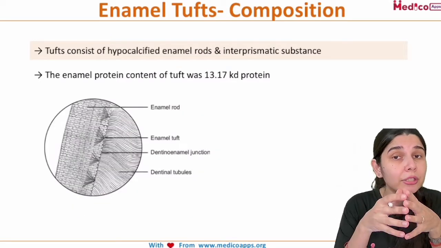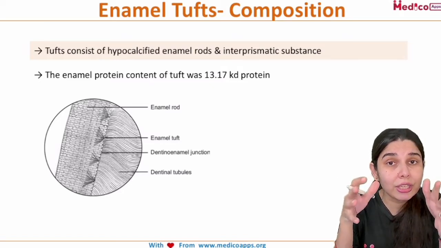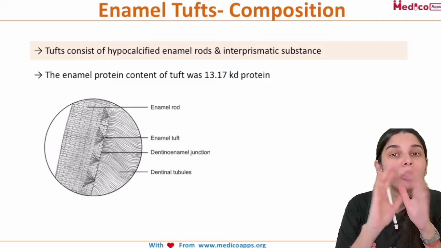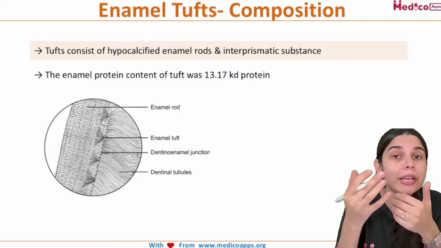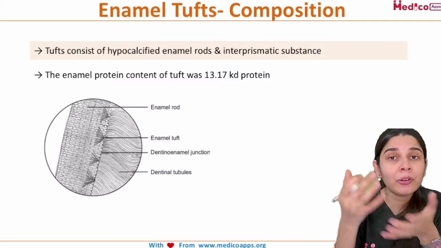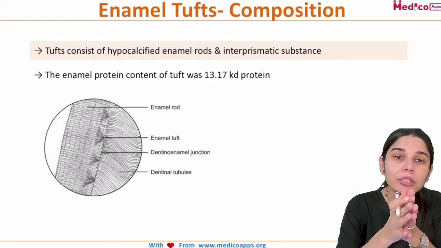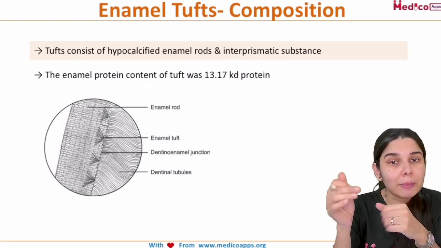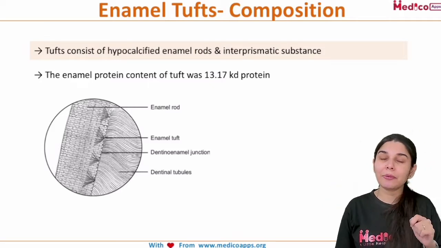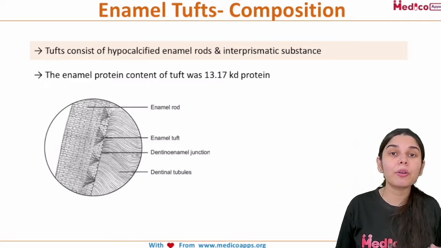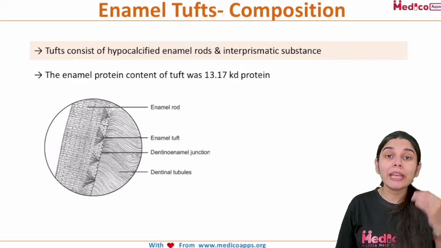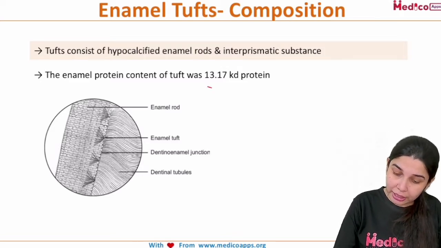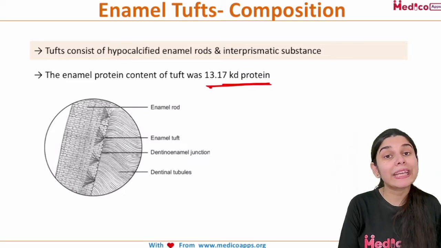With this, the third important point we have discussed about the structure and the extension. Now, how are they composed and what are they composed of? So I have already told you that they are hypomineralized structures. So they consist of hypocalcified enamel rods and interprismatic substances. Now these hypocalcified enamel rods consist of protein. Now the protein content of tuft is 13.17 Kd protein.